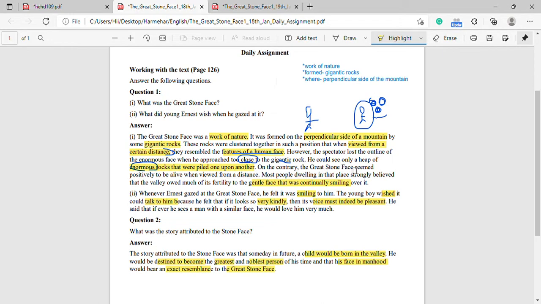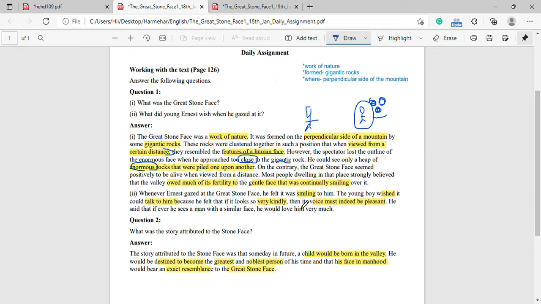On the contrary, the Great Stone Face seemed to be positively alive when viewed from a distance. Most people dwelling in that area believed that the valley owed much of its fertility to the gentle face that was continually smiling over it. This means that the people of the village believed they owed the fertility of the area to the Great Stone Face, to the gentle face that was continuously smiling over it.